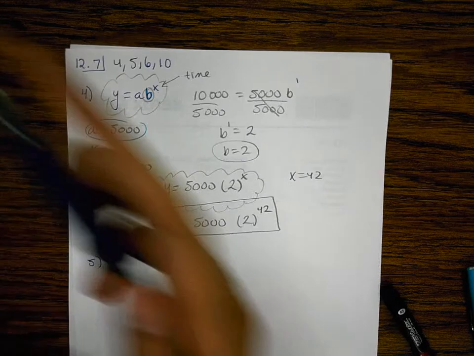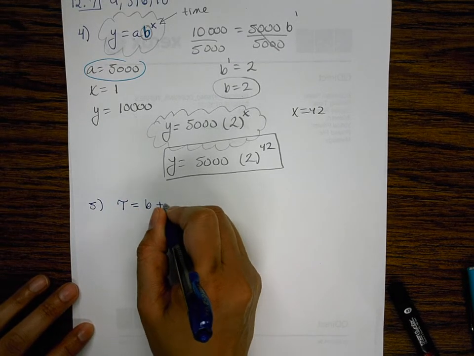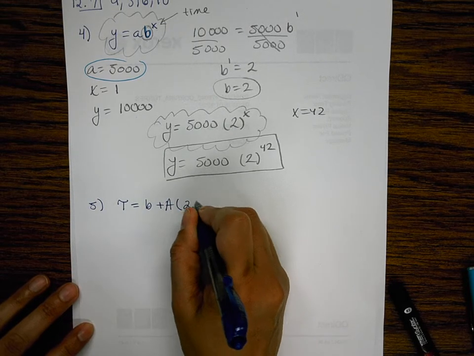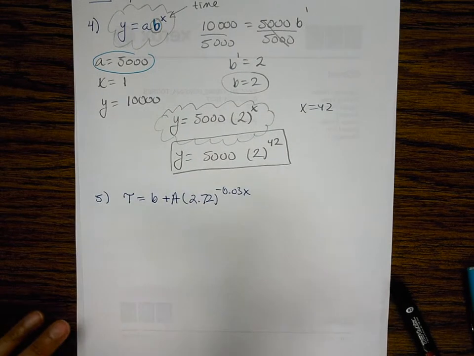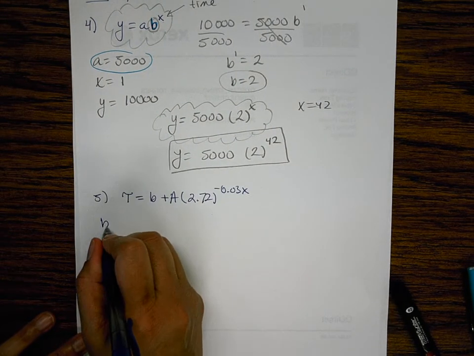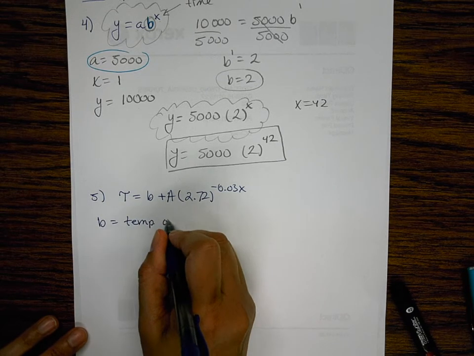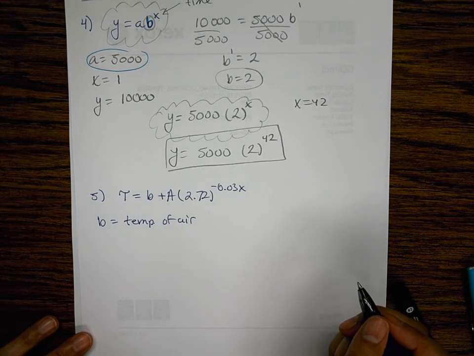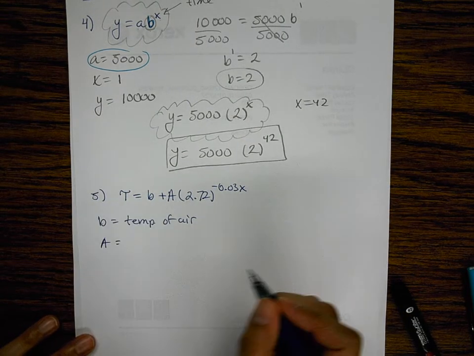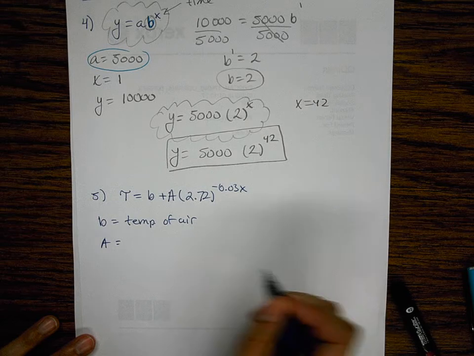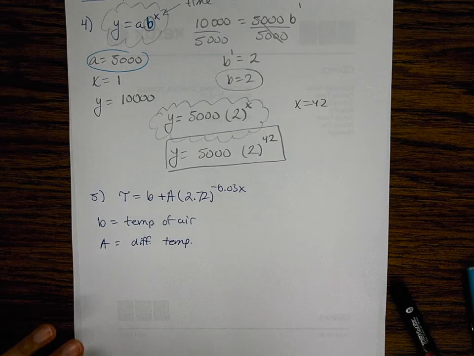Okay, I'm going to write down the formula they gave us so we don't have to figure one out on this one because it's given to us. All right, and then I'm going to write down what is what. It says B is the temperature in the surrounding air. And it goes on to say A is the difference in the initial temperature of the water and the air. I'm just going to put difference of temperatures between the water and air.